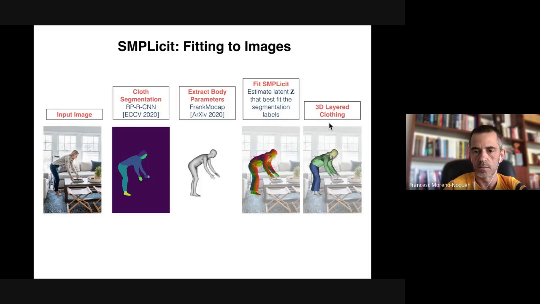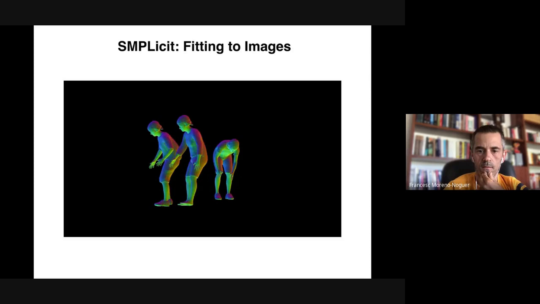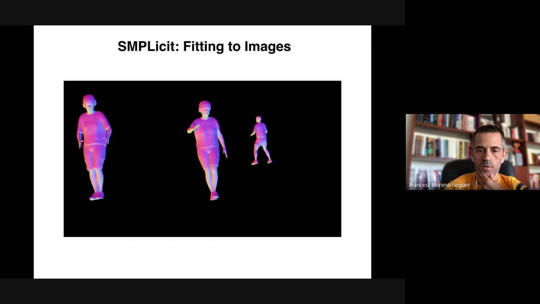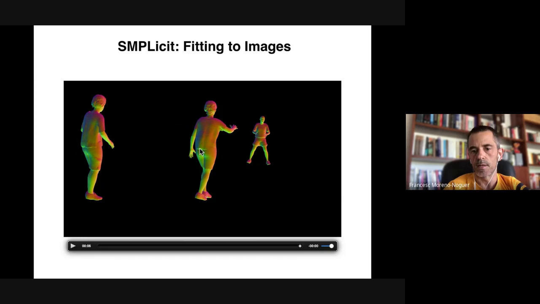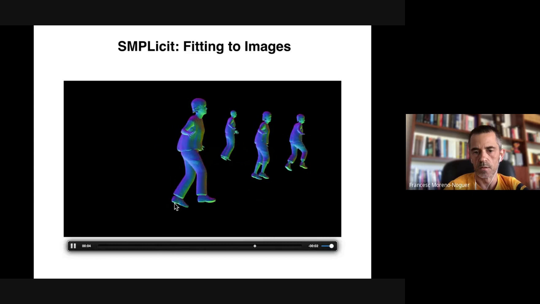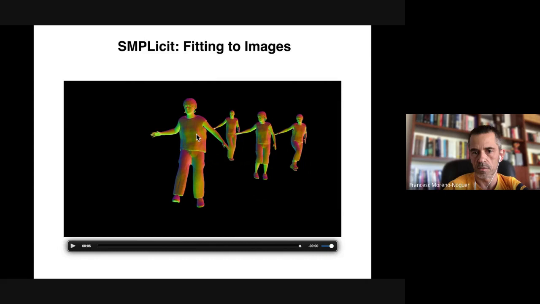So let me just show you some examples here of what we obtained. Even for relatively complex body poses, we had reconstructions of the body plus each one of the clothes that the person was wearing. So the shoes, the pants, or the upper body clothes. More examples here.